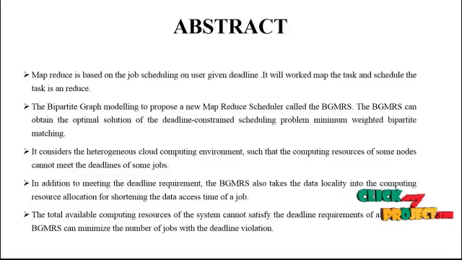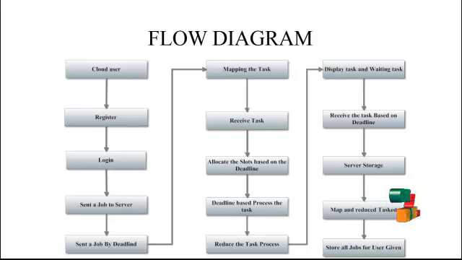The PGMRS is used to do deadline-based job scheduling using MapReduce. Map receives the task, and Reduce is used to schedule tasks for the given slots according to the user-given deadlines. Our project flow diagram. In this project, we are developing a PGMRS-based map and reduce of the task based on deadline-based scheduling.